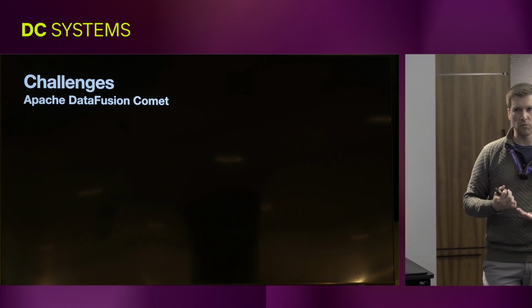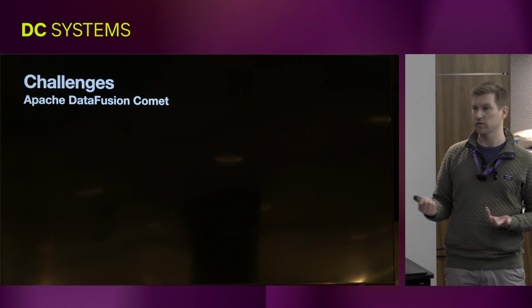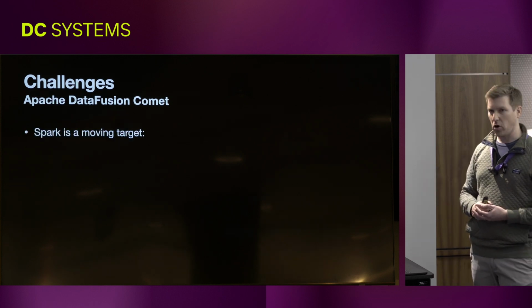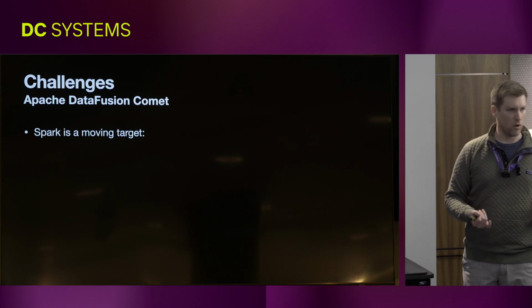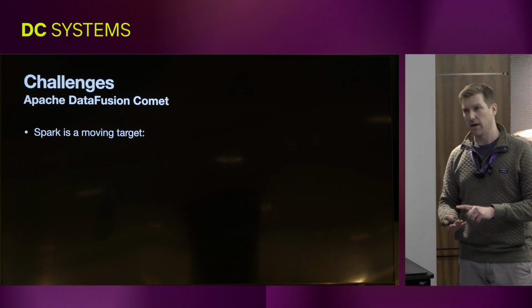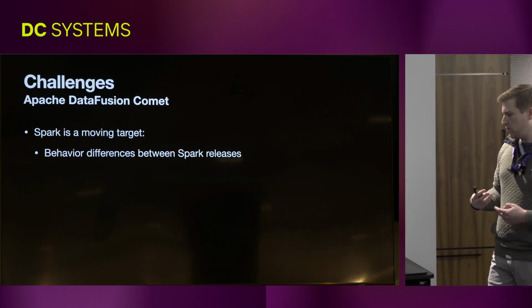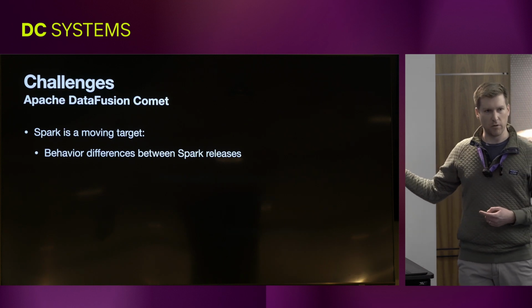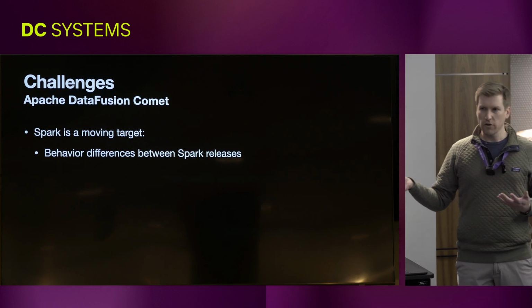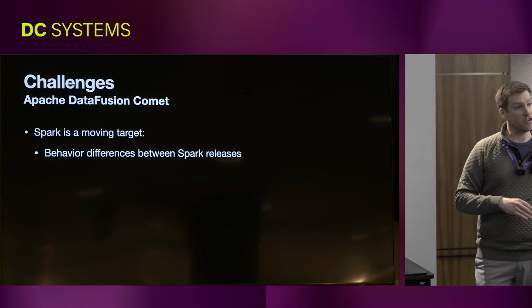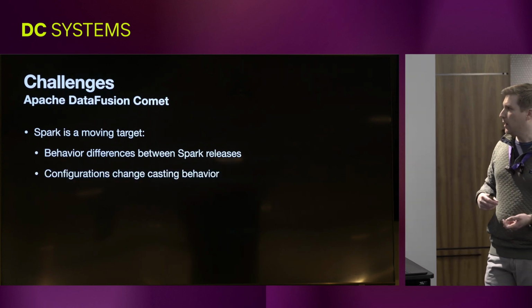So particularly with something like Comet, what are the challenges with something like this? One is that Spark is a moving target. I mentioned we target support for Spark 3.3, 3.4, 3.5, and upcoming 4.0, but behavior changes between major Spark releases. And so there are different knob configurations that you can change in Spark that may change the actual query results.